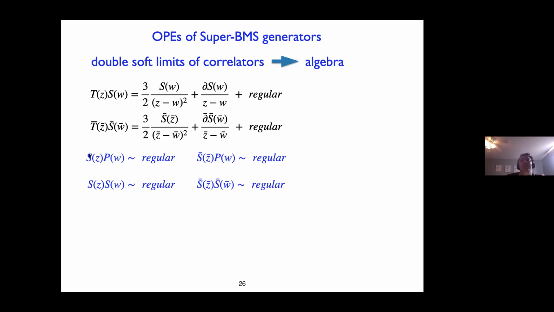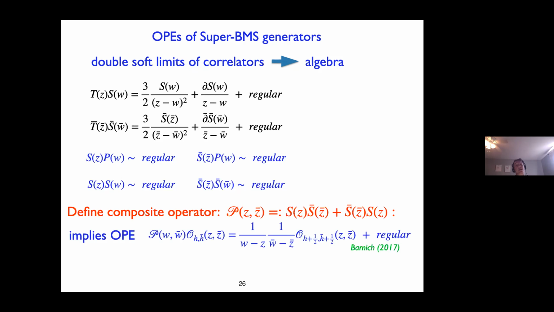Moreover, we find that these supercurrents commute with the P operators that are associated with supertranslations. Interestingly, the two same holomorphic supercurrents also have a regular OPE, which means that they commute. We'll see that this is relevant to supersymmetry.